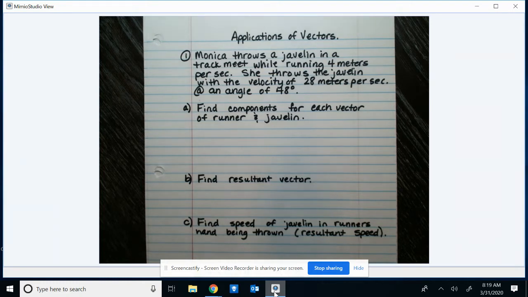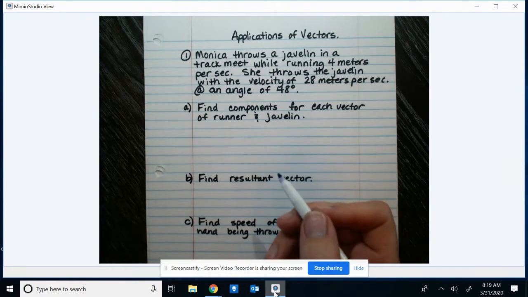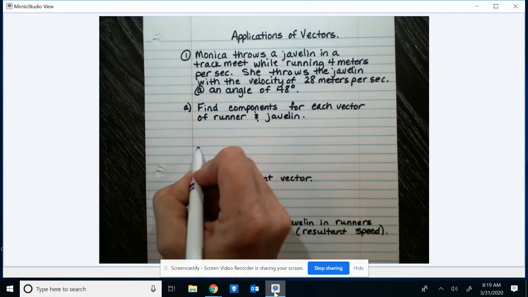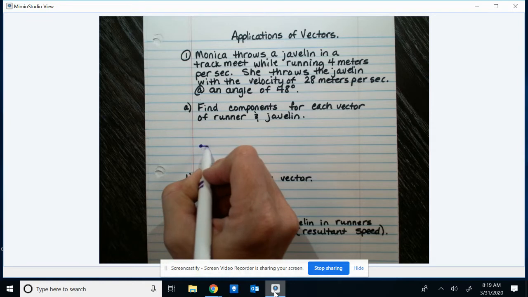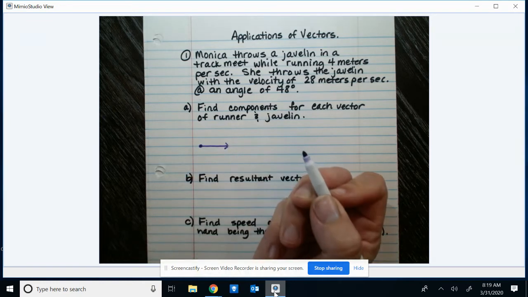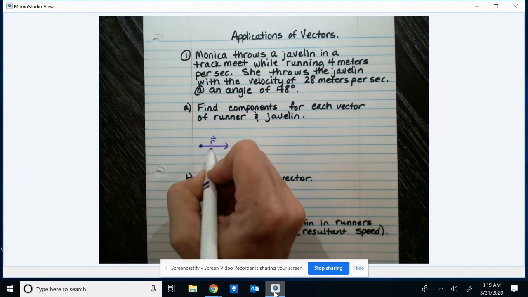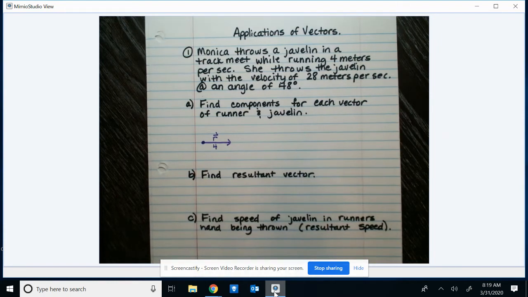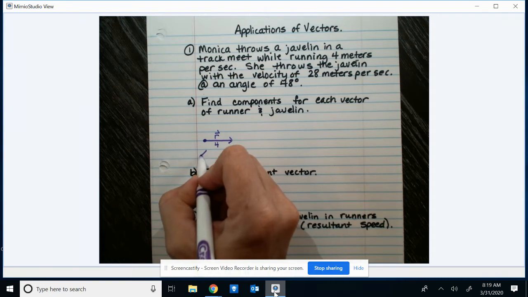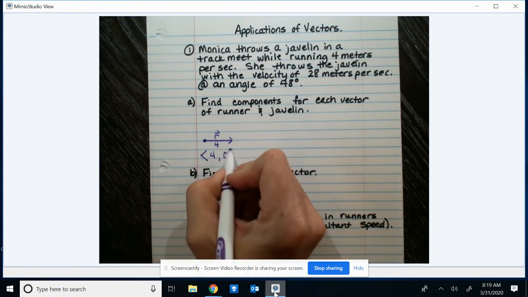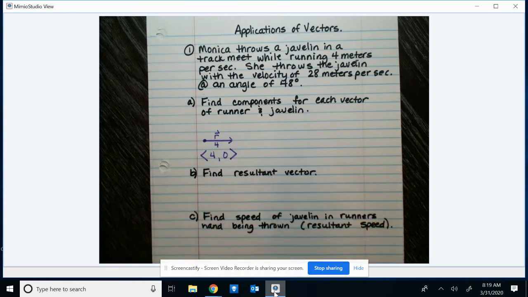First, you need to be able to find the components of each vector, what the runner is doing and what the javelin is doing. So what the runner is doing, it's moving 4 meters per second on the ground. So that means the runner would just be going this direction. That would be the vector that describes the runner. So I'm going to put an R, and that's going to be 4 meters per second. So for my runner, they're going to be moving 4 to the right, up or down nothing. So 4, 0 is that runner.